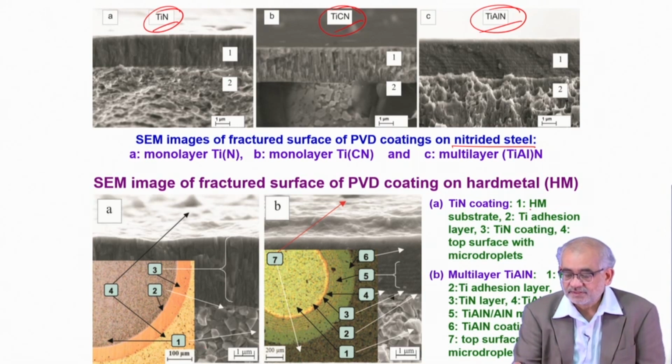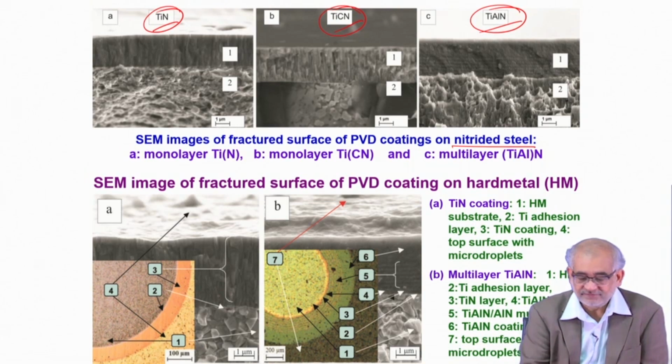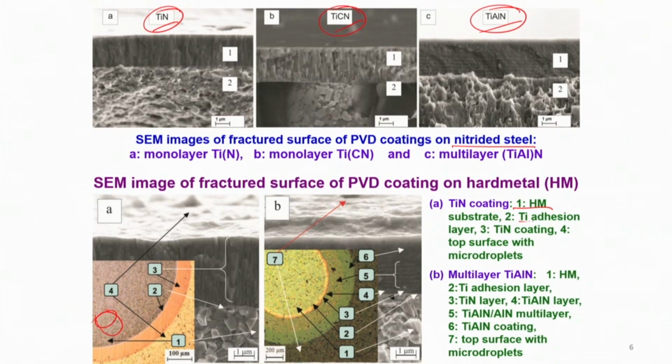So in this process, say for example, you are seeing here that this is the hard metal, the base metal that you have, and on that you have the titanium adhesion layer. So layer 2 is titanium, and then you have the titanium nitride coating. This is the layer which is titanium nitride, and the titanium nitride on the top surface will also show some micro droplets.